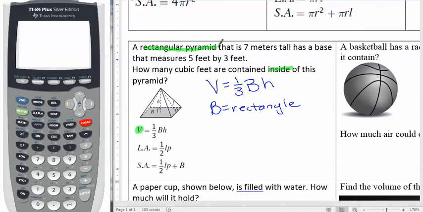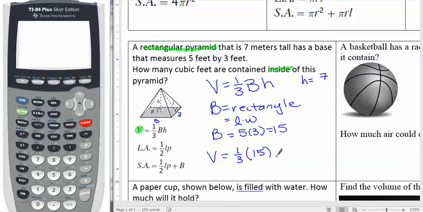So if I look up here, it says the pyramid is 7 inches tall. So that's going to tell me that my height is 7. Now in the pyramid, it says that it's 5 feet by 3 feet. So the area of a rectangle is length times width. So in this case, it's 5 times 3, or 15. So my big B is 15. I'm just plugging things into a formula, which is super nice. So volume equals 1/3. I'm going to need to copy that big B formula down from here, and then copy the height down of 7.